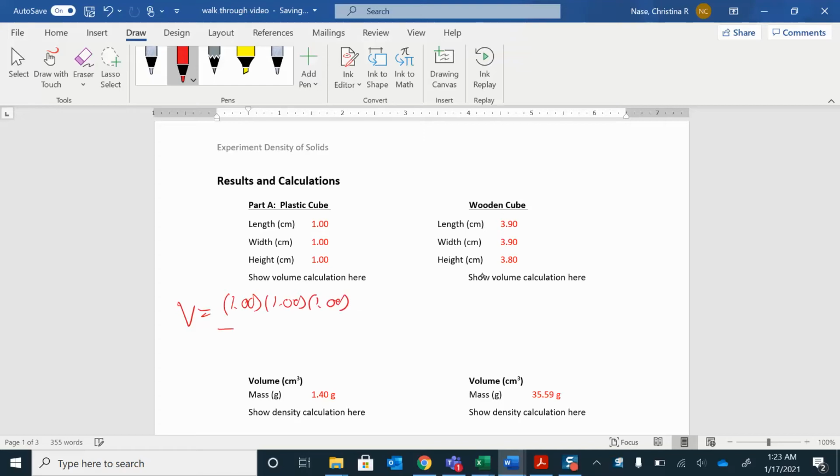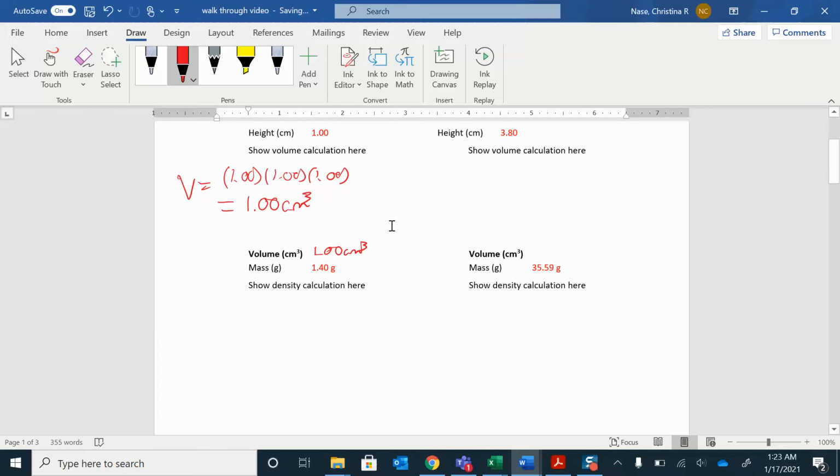Oh, it's a hard calculation. I don't even need my calculator. It's going to be 1 centimeter cubed. All right, so that's my volume, 1 centimeter cubed. And then I'm going to find the density, right? Density, we know density is mass over volume. So this is my mass.